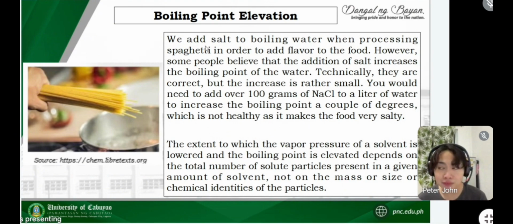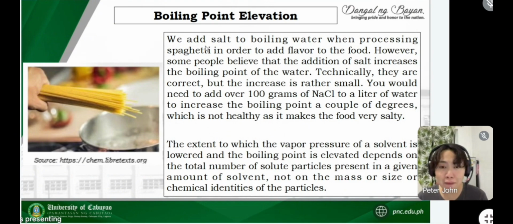Correct naman. Kasi nga, based on our problem given. But the increase is rather small; you would need over 100 grams of sodium chloride per liter of water to increase the boiling point by a couple of degrees, which is not healthy and makes the food very salty. So, basically, tama yung explanation that once we add salt, tumataas yung boiling point. Mas mabilis na maluto yung pasta. But yun nga, based on the explanation, yes, pag dinamihan natin, lalong tataas yung boiling point.